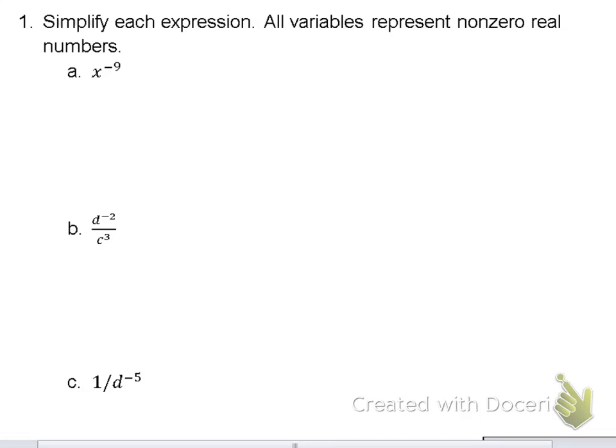So let's look at a couple of examples here, because I'm sure you're thoroughly confused by my description. So if we have x to the negative 9 power, then we would turn this into a fraction, and we would put x to the 9th power on the bottom of the fraction, but we still need something on the top of our fraction, so we just use a 1 as our numerator. And that is now simplified.